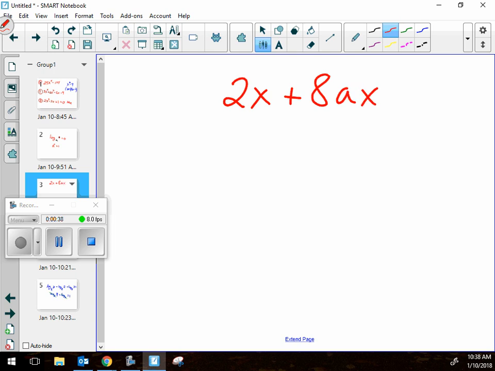Some kids get confused just because it's too easy. They get confused on factoring something like that. Would you please factor that? Think what factoring means and factor that.